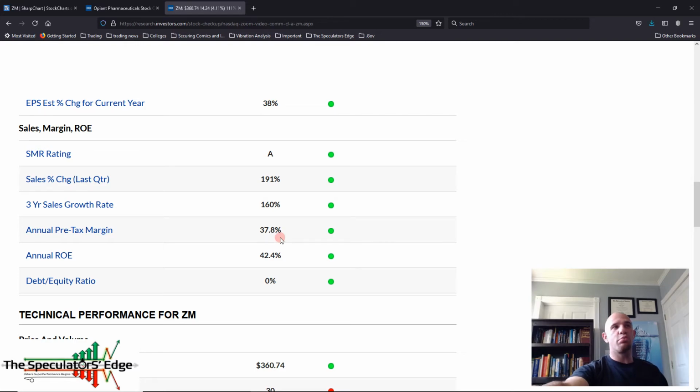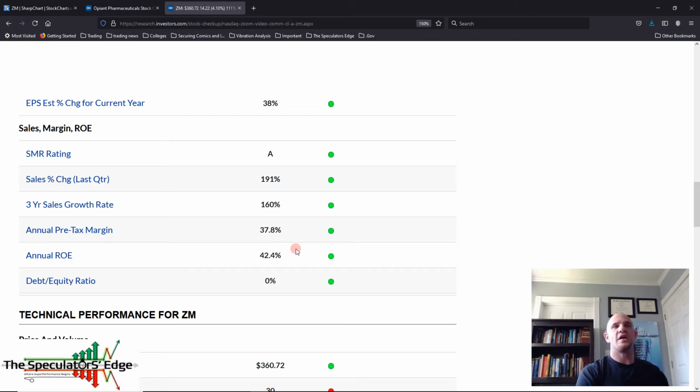With the annual pre-tax margin at 37.8%, they're keeping a ton of money. They're making large profits. They're doing excellent. Annual return on equity, 42.4%. I mean, these guys are making money hand over fist. These guys have been doing this, and it's insane.